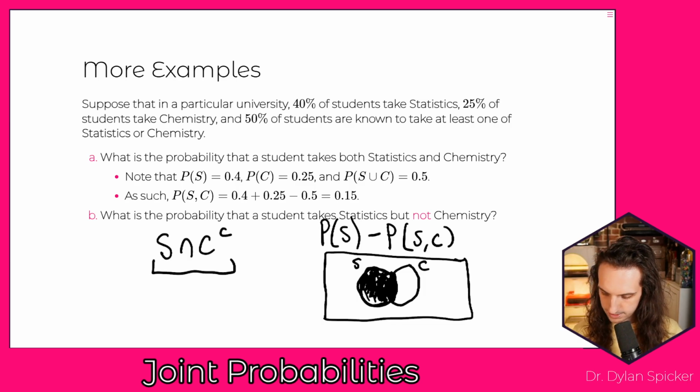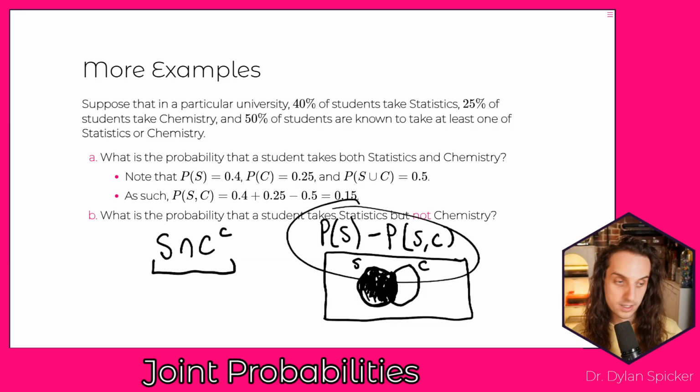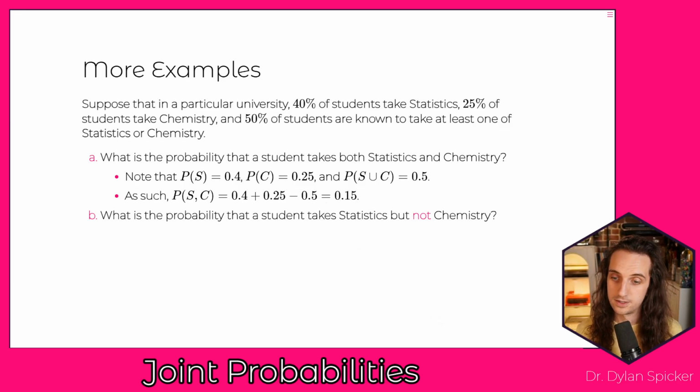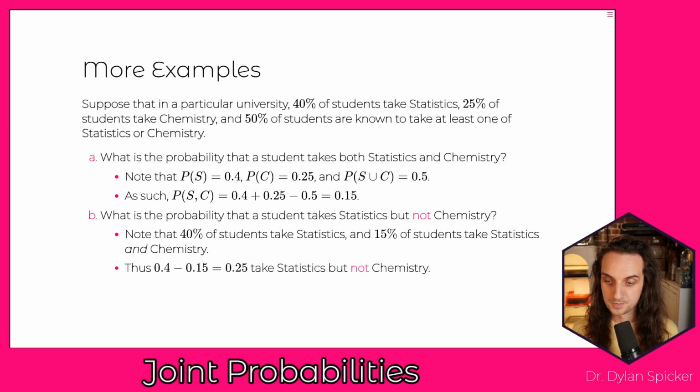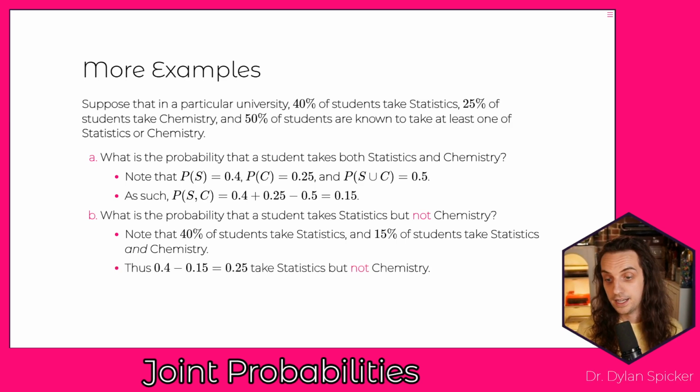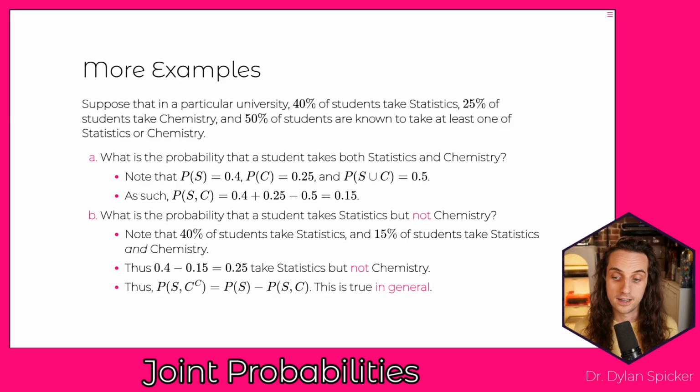So if we take this through our Venn diagram argument, we can use that to calculate this probability. 40% of students take statistics, 15% of students take both statistics and chemistry, and so 40% minus 15% gives us 25% of students taking statistics but not chemistry. So the probability of S and C complement is the probability of S minus the probability of S and C. That's going to be true in general.